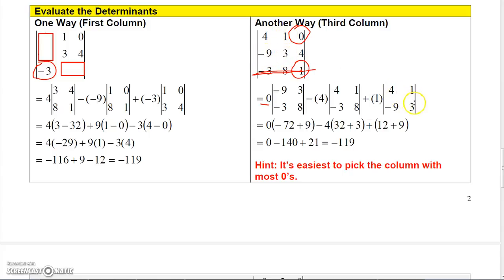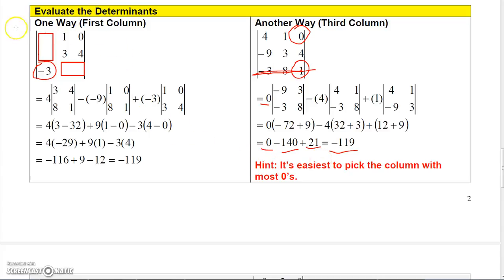And then you can just calculate each of these determinants. This one's going to be 0 times some number, which doesn't matter because 0 times a number is 0. And this is going to be minus 4 times 35, which is going to give you negative 140. And this is just going to be 1 times 21. And so you add them together, you get negative 119. So you see, you get the same answer as I did using the first column.